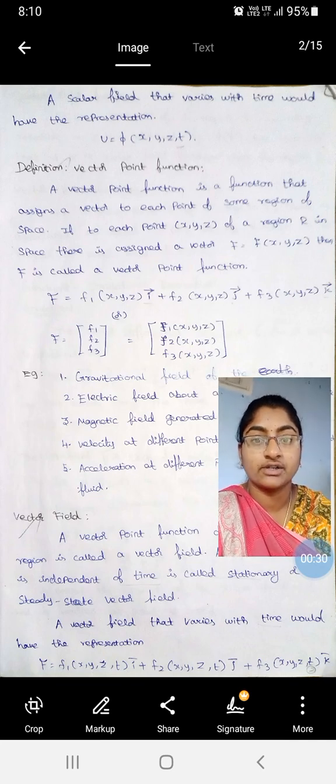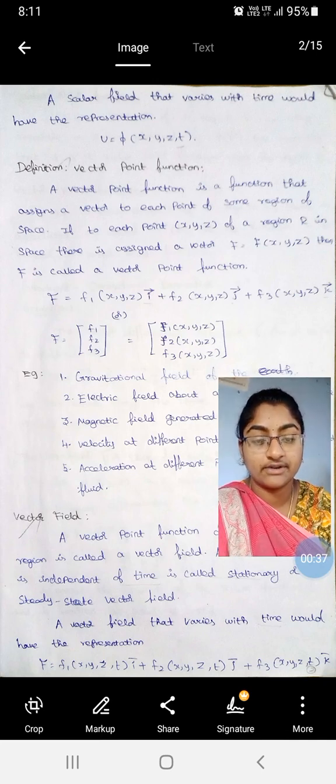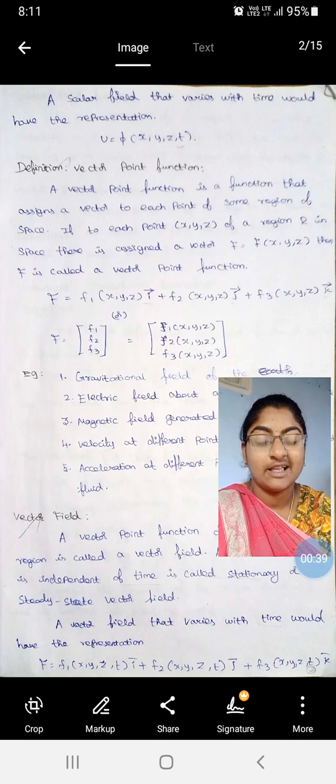So vector point function which assigns the value f is equal to f1 i vector plus f2 j vector plus f3 k vector.